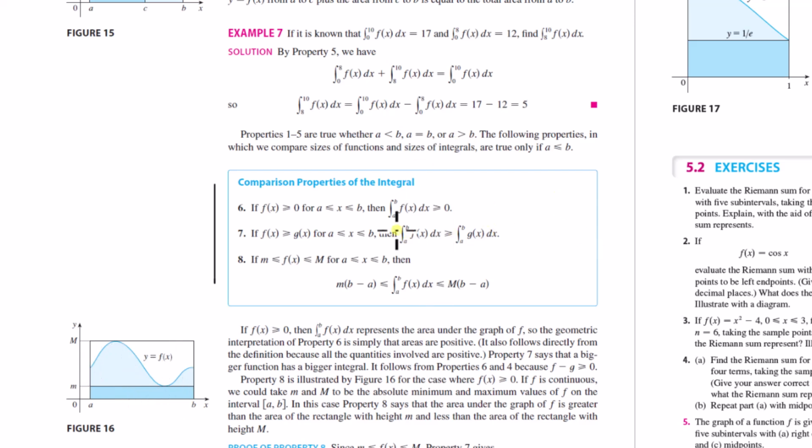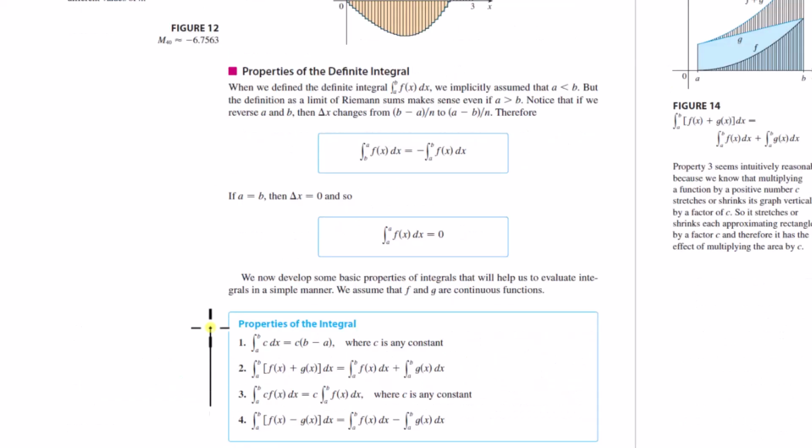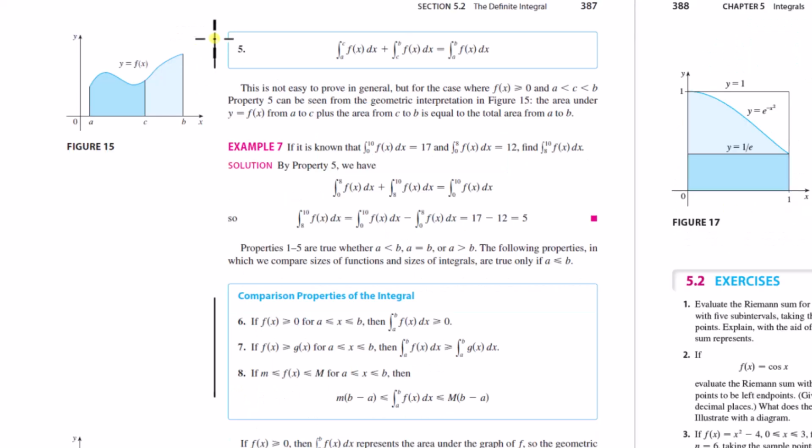Okay, and just note, these properties were strictly for when A, the limit of integration, is less than or equal to B. But these properties, and this property, were true no matter what the situation: A is less than B, A is equal to B, A is greater than B. Okay, so that's the definite integral.